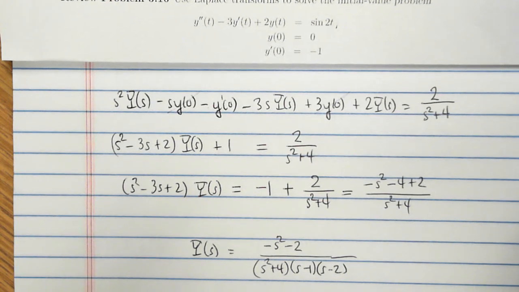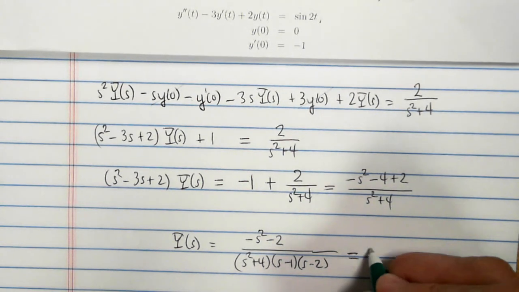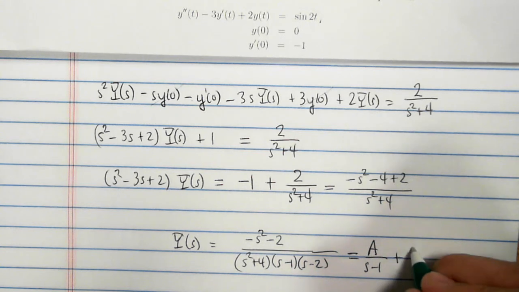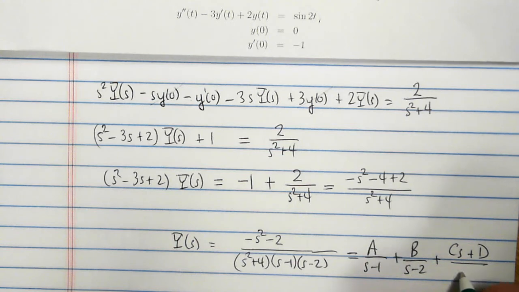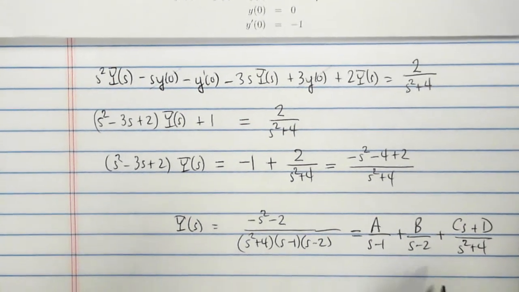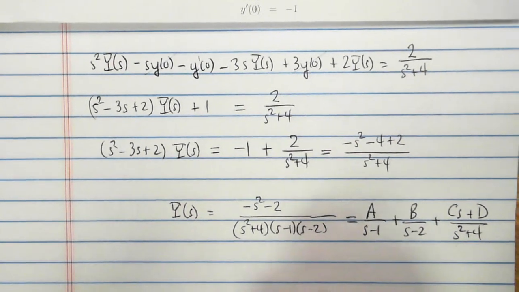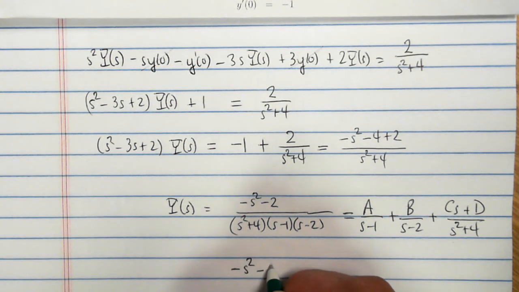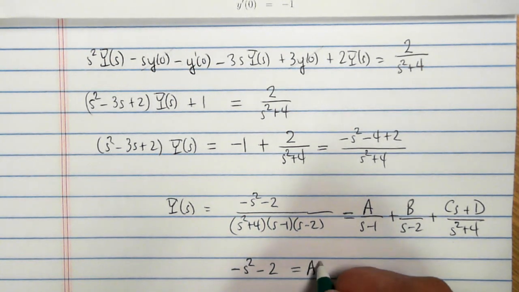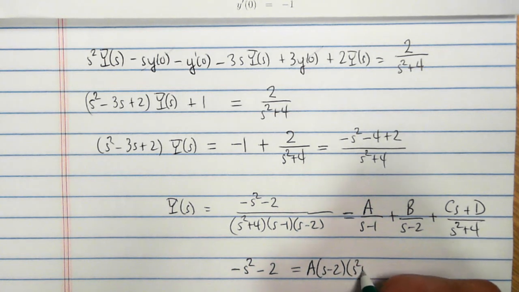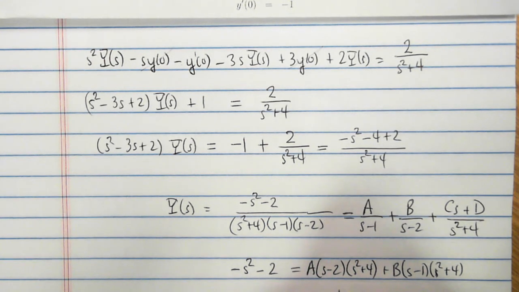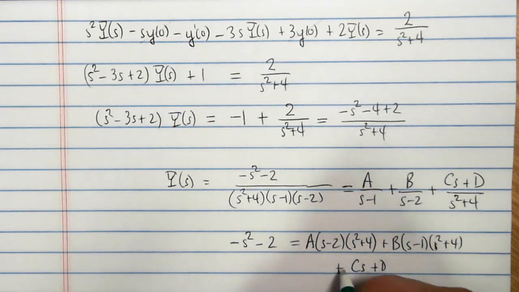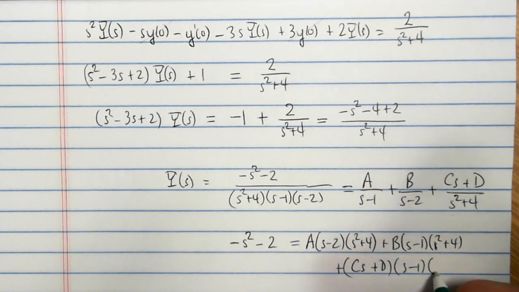Okay, so that is going to be our partial fractions. This is supposed to break up into A over s minus 1 plus B over s minus 2 plus Cs plus D over s squared plus 4, because s squared plus 4 is an irreducible quadratic. So we get minus s squared minus 2 is equal to A times s minus 2 times s squared plus 4 plus B times s minus 1 times s squared plus 4 plus Cs plus D times s minus 1 times s minus 2.